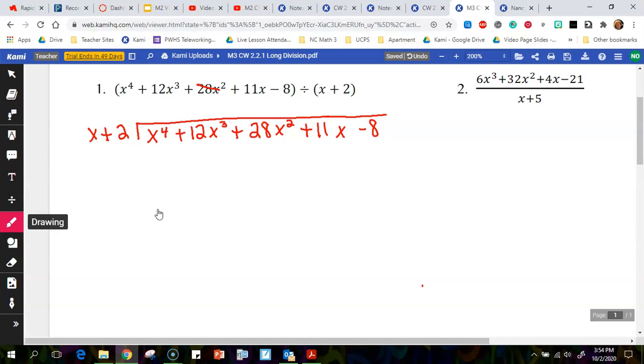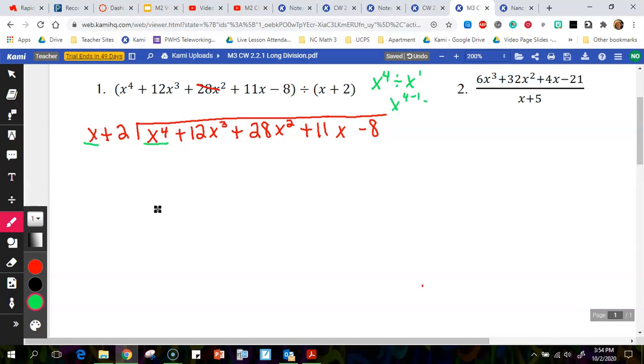Okay, also remember that you only are really looking at this term and this term to determine what goes up here. So I need to determine how many times x divides into x to the fourth. Really, it's x to the fourth divided by x to the first, which when you're dividing variables that have different exponents, you just subtract. So it's x to the 4 minus 1, which is x cubed. So that's the first thing that's going to go up here is x cubed.